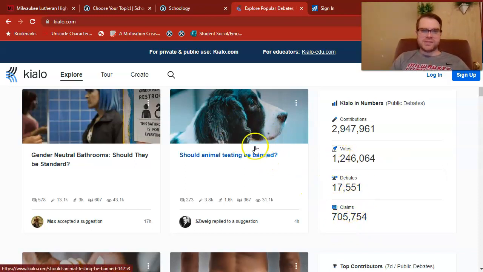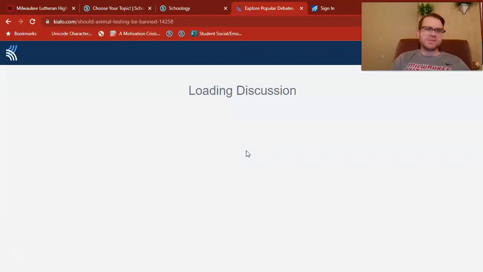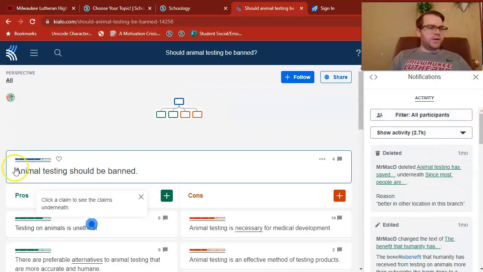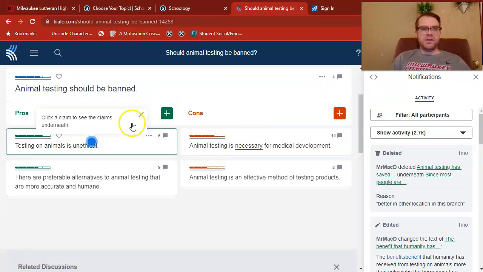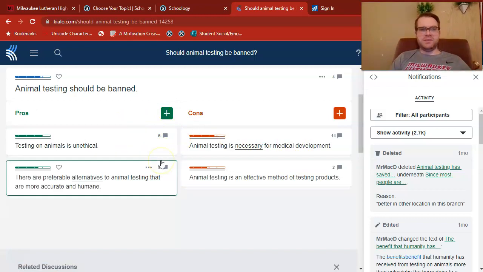I mentioned animal testing earlier. Let's just click on it and see what happens. On Kialo, everything starts off as a statement. So this one just says animal testing should be banned. Everything on the pro side is arguing that it should be banned. Everything on con would argue that it should not. And most of these claims have claims, have claims, have claims.